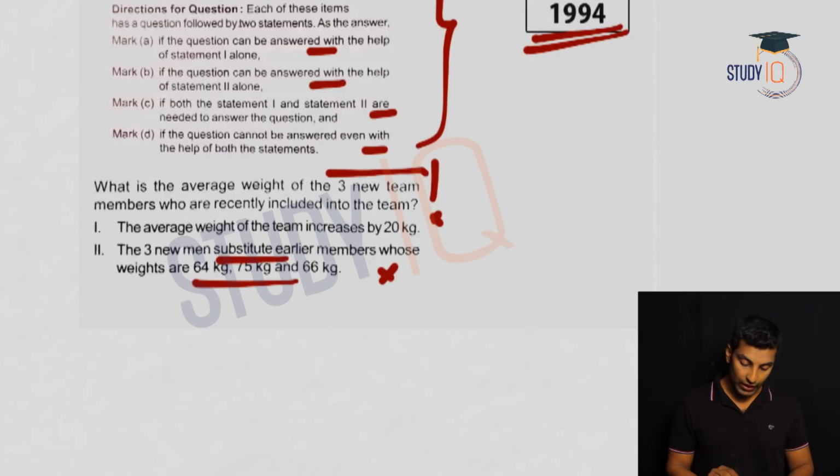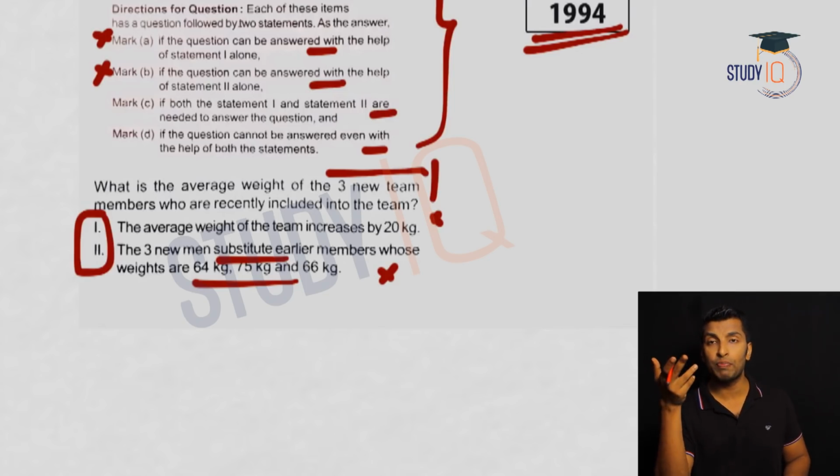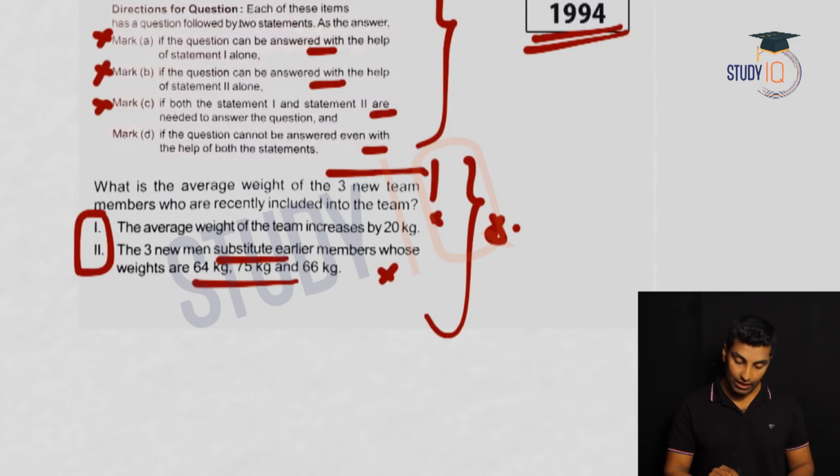Now what we need to do is combine these two. Okay, so answer option A is not true, B is not true, so that is eliminated. Now let's see whether C can be the answer. So now you need to consider both statements. The average weight of the team increased by 20 kg and the weights of 3 people were given, but still you don't know the total number of people or anything related to the new members or old members. So you can't even find the answer by combining these also. So this is also gone. So the answer for this question is D.